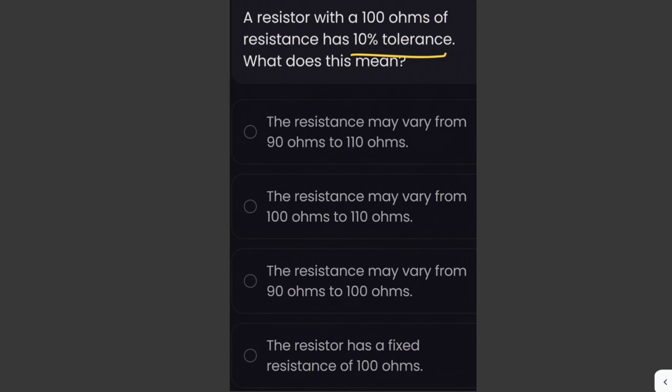So a 100 ohm resistor with 10% tolerance may have values ranging from 90 ohms to 110 ohms. So the answer here is this one. The resistance may vary from 90 ohms to 100 ohms? That will be 100 plus or minus 10, which gives us 90 and 110. Oh no, this one. Sorry. This one.